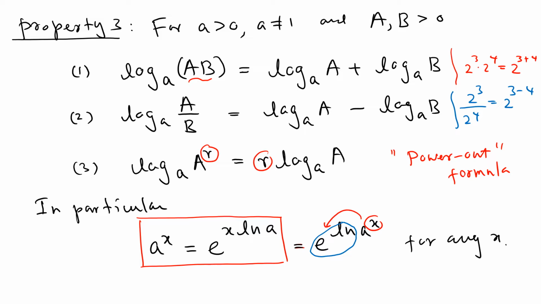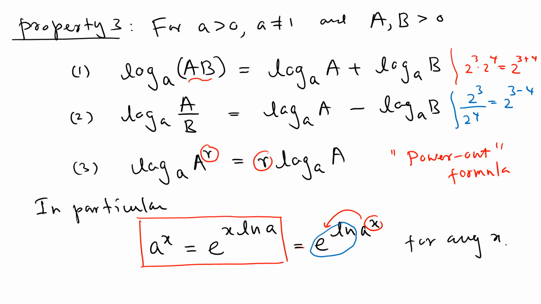So let's try to prove these results. Let's go with the first one. It's very easy to prove because the goal is to bring it to the power form, the index form, and then we know that when you multiply, you add the indices.